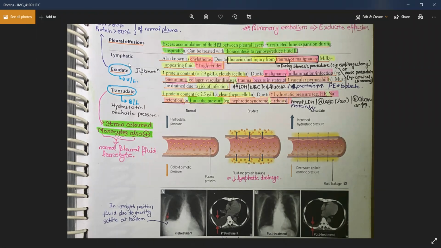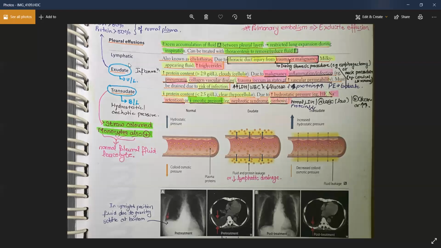So if you have a protein more than 50% of normal, and an LDH more than 50% of normal plasma, for example, if the protein count in the plasma is 100 and the protein count in the effusion is around 60 or 70, then you know that this condition is exudative. Similarly, if you have an LDH count of 100 in the plasma and the LDH count in this fluid is around 70 or 80, you will immediately know that this is an exudative type of fluid. So more than 50% of the protein and more than 50 or 60% of the LDH will make this fluid an exudative type.